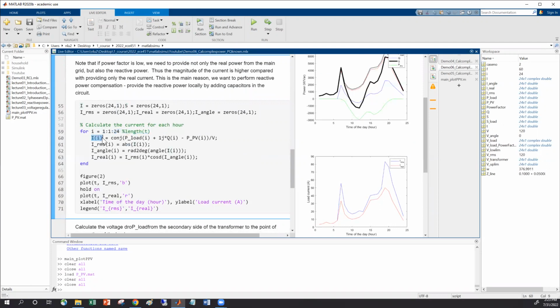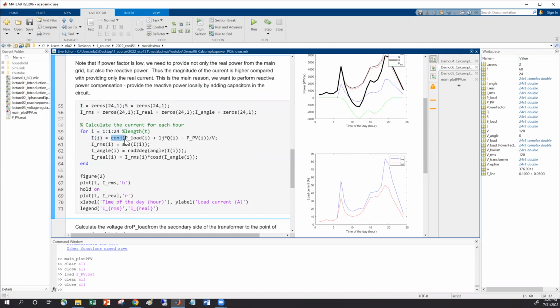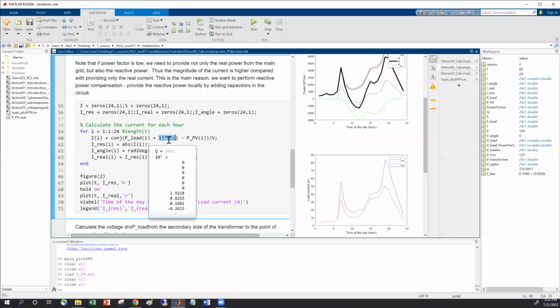So at hour i, S equals the conjugate of P load plus 1j times Q i. So this Q is the reactive power consumed by the load. The reason I need to multiply by 1j is because this is complex power, okay? So assuming all the PV generated power is real power, this would be negative because the PV is generating instead of consuming. So you use the P load minus P PV plus 1j times Q. So this would be the total power consumed.